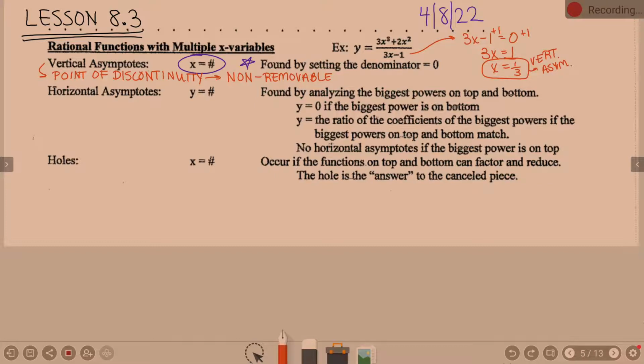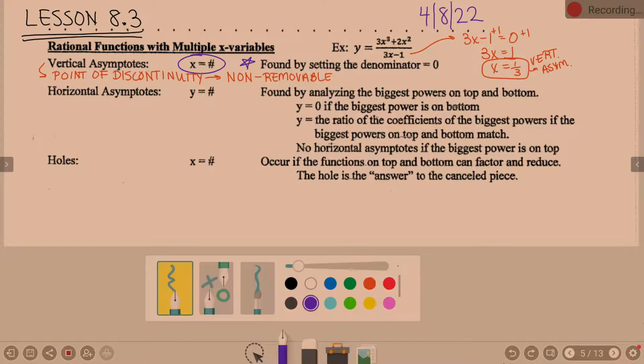Okay. When I think non-removable, and this will make more sense when I get down and talk about holes, when I think non-removable, it's not fixable. I can't just plug the hole and fix it. It's non-removable. Okay? So vertical asymptotes are points of discontinuity known as non-removable. So that's some information about vertical asymptotes.